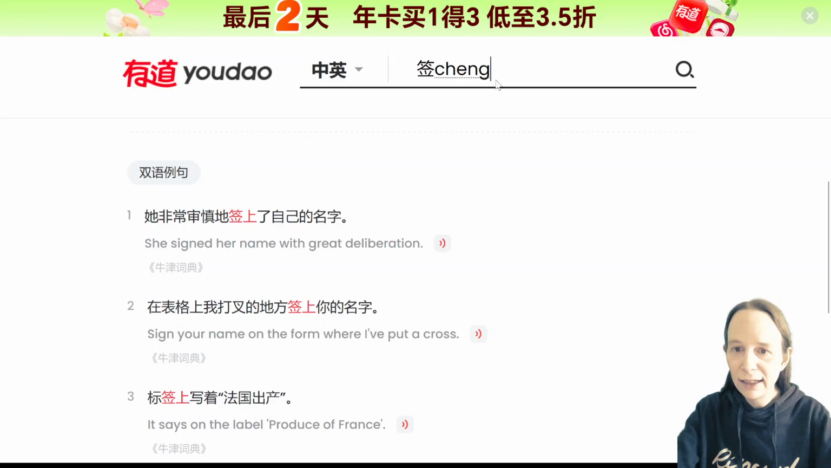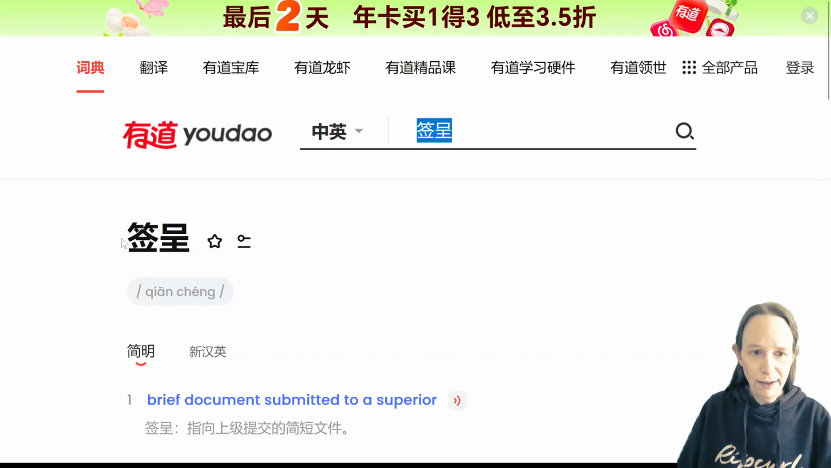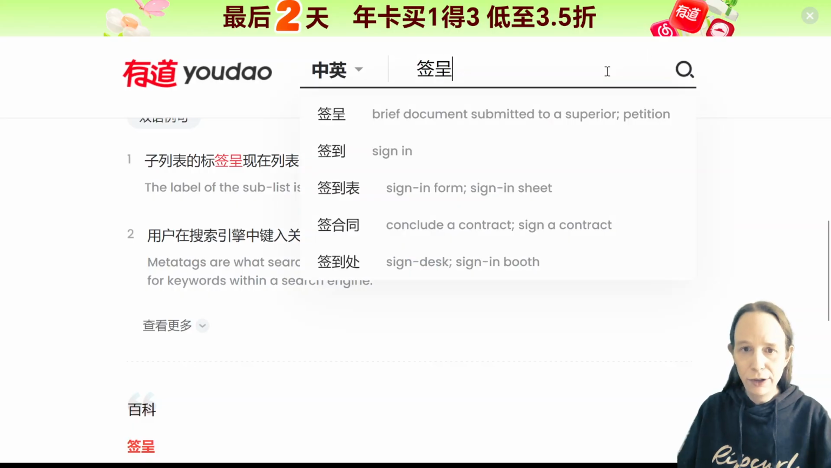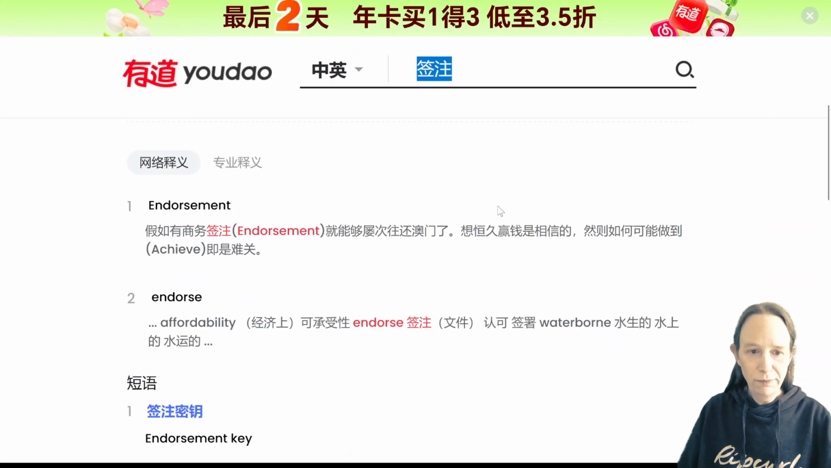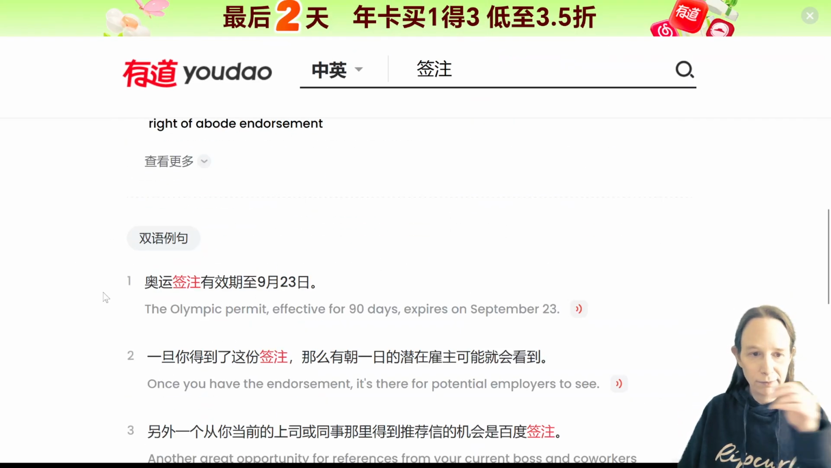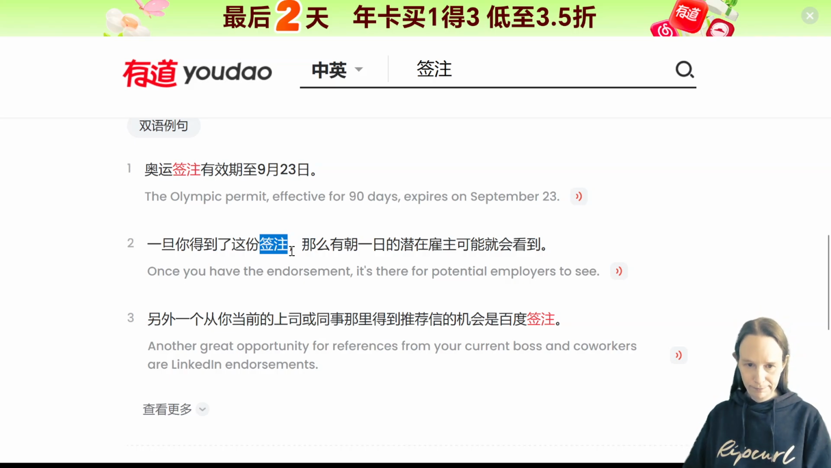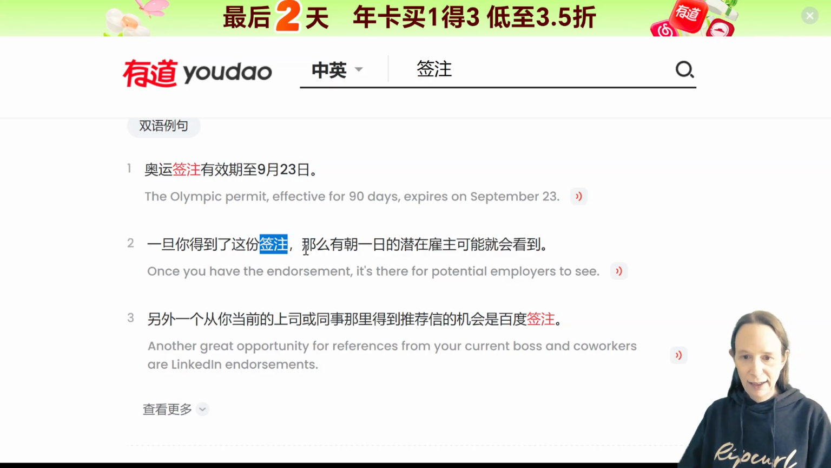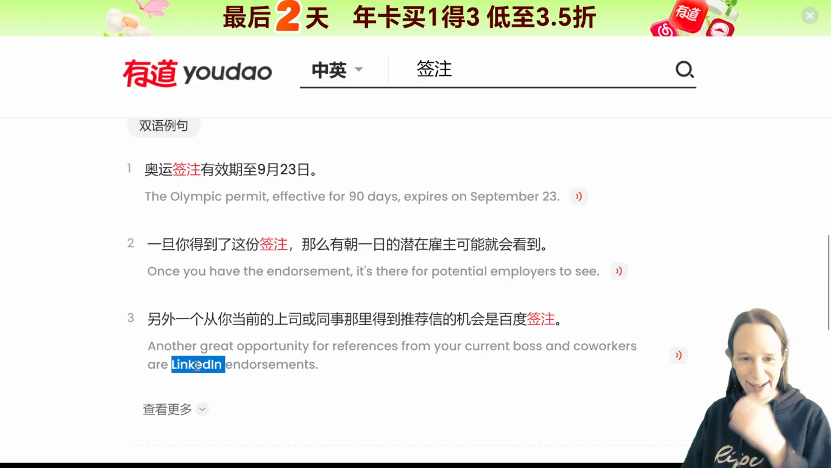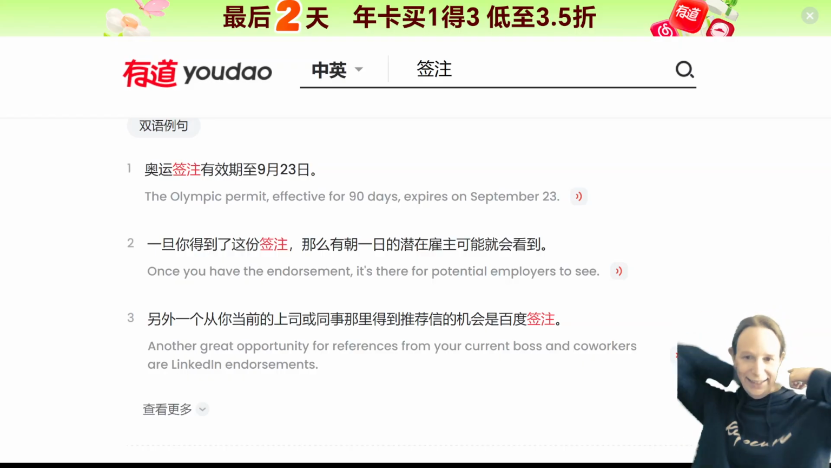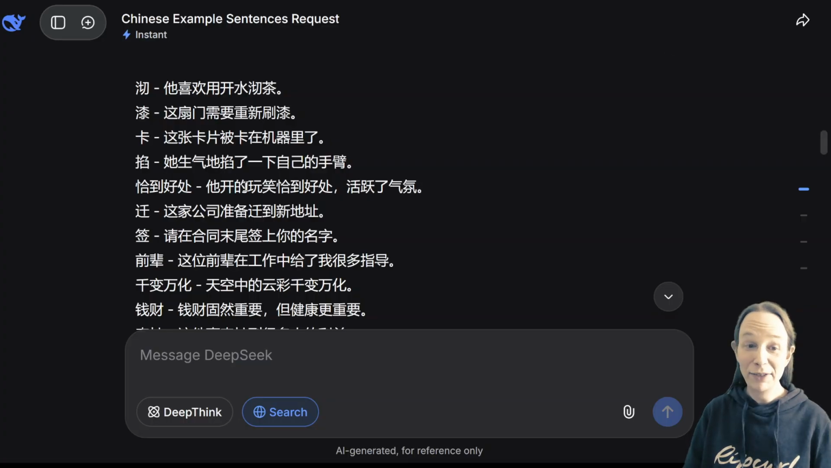签成, petition. I did not know this usage. And 签注意的签注, endorsement. Olympic permit. 这份签注. 百度签注. So Baidu is the search engine, right? LinkedIn. No, it's Baidu. All right, it's a thing. I'm just going to make a mental note that it exists, but I don't think it's top priority because I don't recall ever seeing it before.